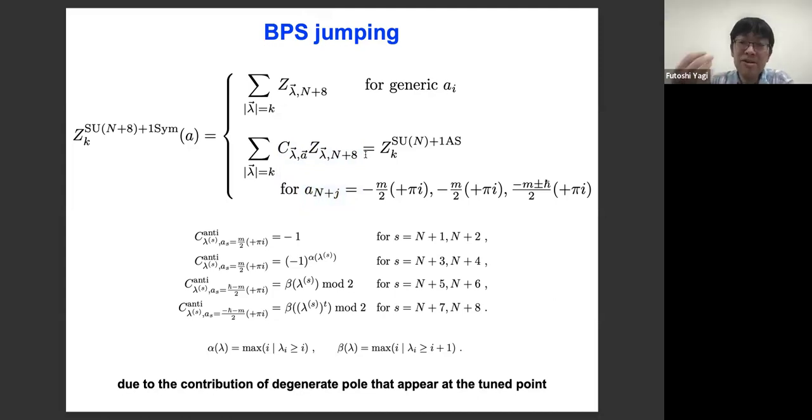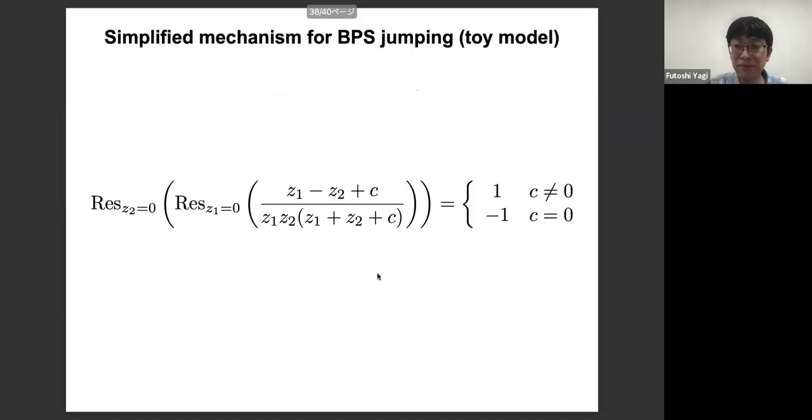Originally I was studying this relation between SU with symmetric and SU with antisymmetric, but as a side byproduct, I also found that the Nekrasov partition function for SU(N+1) with one symmetric, for generic A, is already known, but at some special value of A, the value jumps. This happens exactly at a place where SU with symmetric agrees with SU with one antisymmetric. So I think this is a very non-trivial operation.